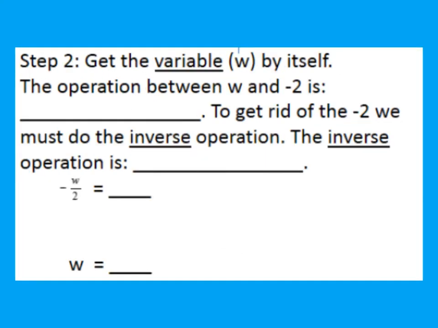So here we get the variable w by itself. The operation between w and negative 2 is division. To get rid of the negative 2, we must do the inverse operation. The inverse operation is multiplication.